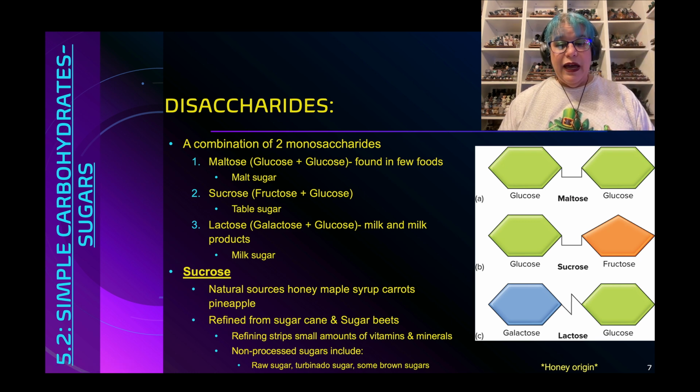Natural sources are going to be honey, maple syrup, carrots, and pineapple. We tend to refine sugar, the white sugar that we have on our table, from sugar cane or sugar beets. Refining actually strips what small amounts of vitamins and minerals are available in sugar cane or sugar beets. If you're talking about non-processed sugars that you might want to use instead that might contain those vitamins and minerals, raw sugar would be one, turbinado would be another. Some brown sugars will, not all.